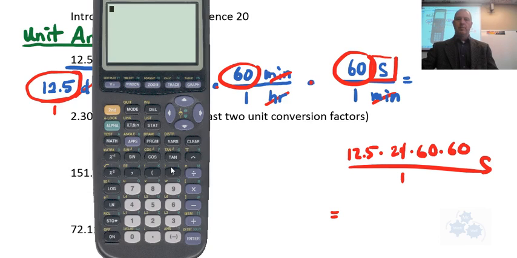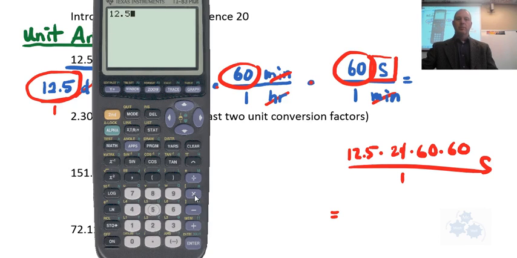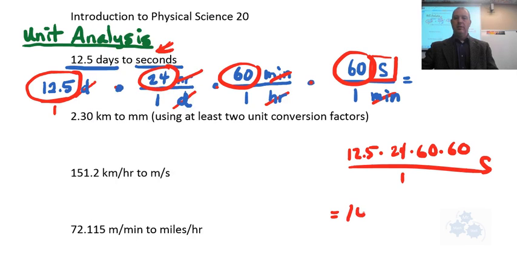So let's see. 12.5 times 24 times 60 times 60 equals. Okay, so what is that? 1,080,000. So that's 1,080,000 seconds. Okay, so 12.5 days, that's over 1 million seconds. Oh, okay. Good to know. 12.5 days, a little over 1 million seconds.